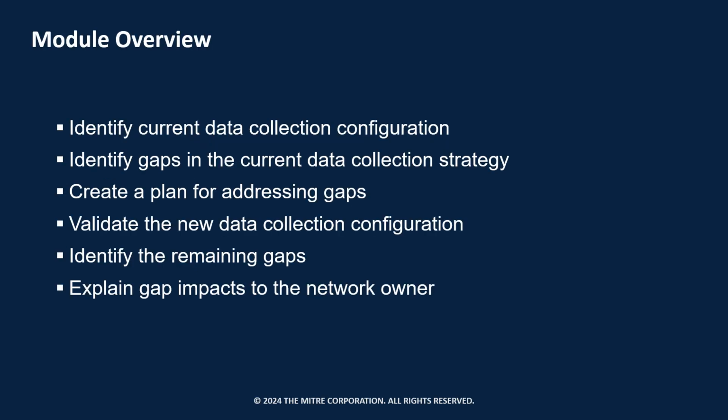In this module, we'll be discussing the fourth step of the threat hunting methodology. We'll discuss how to identify our current data collection configuration and, based on that, identify any gaps that we may have that need to be filled before proceeding to the next step. Then we will create a plan for addressing those gaps and validate that our new collection strategy is working. Lastly, we will identify any remaining gaps that we have not addressed and explain how those gaps may impact our ability to hunt to the network owner.